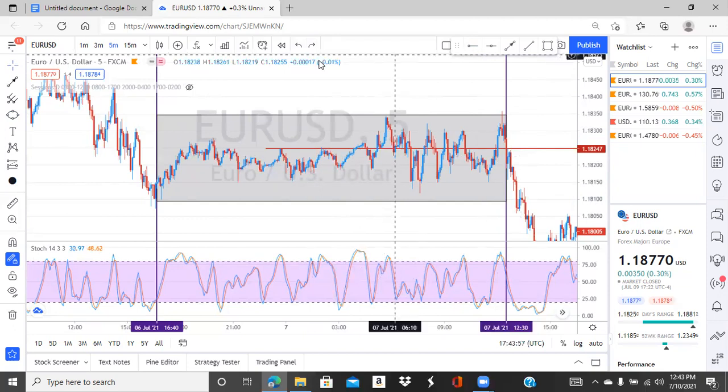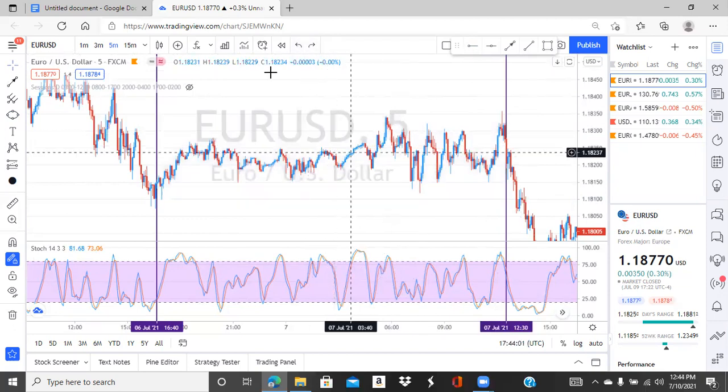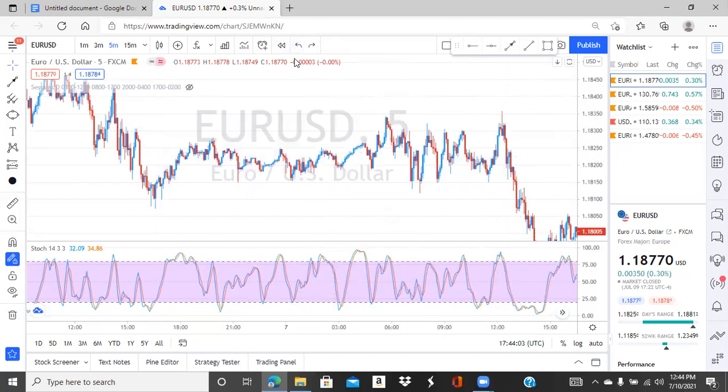Okay? So that's uptrend versus downtrend versus a ranging market. All right. Also known as consolidation. Consolidation is a ranging market. It's just when the market is going back and forth. It's playing ping pong. All right.